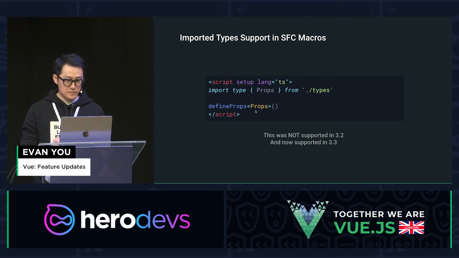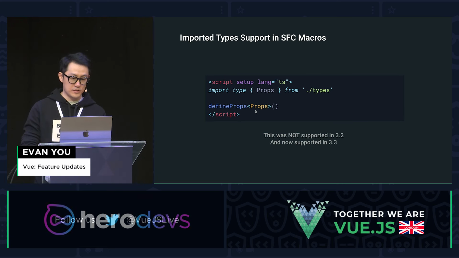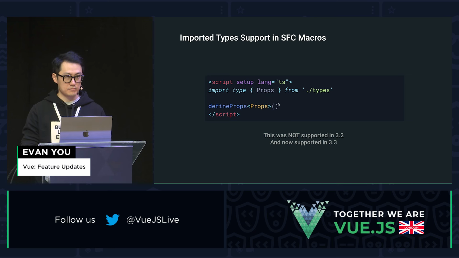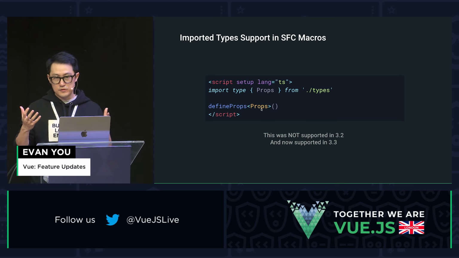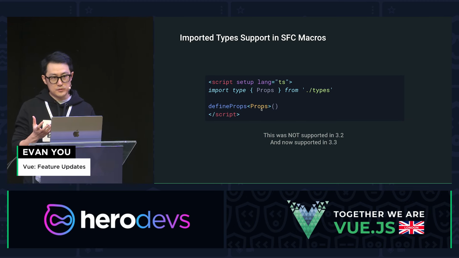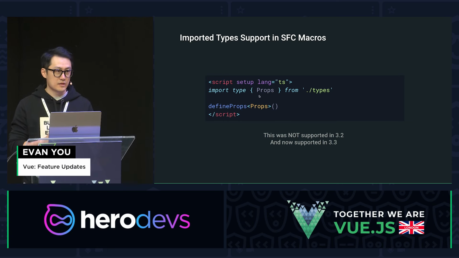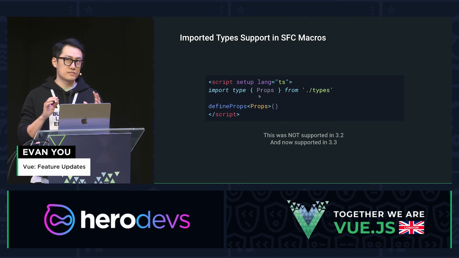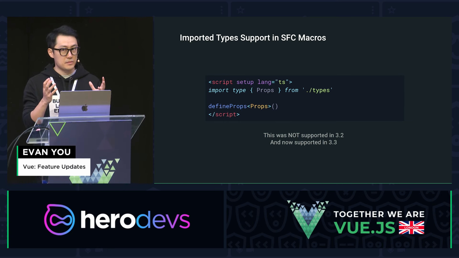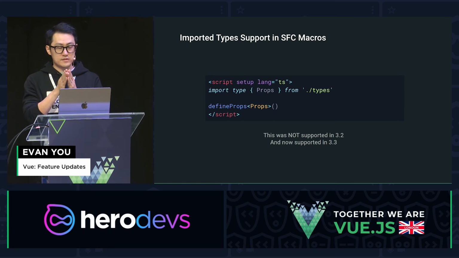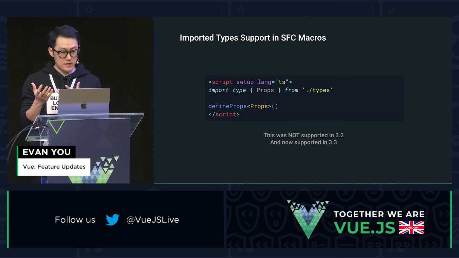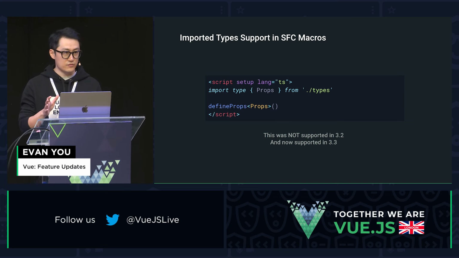But things become a bit more complicated when you, say, use an imported interface, and then you just pass it to define props like this. Now, in 3.2, the compiler was not able to really look into what is really inside this type, because up to 3.2, Vue's component compilation is always single file context, which means the compiler only sees this file.